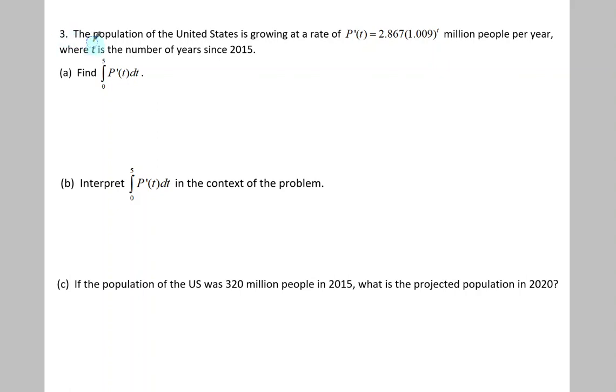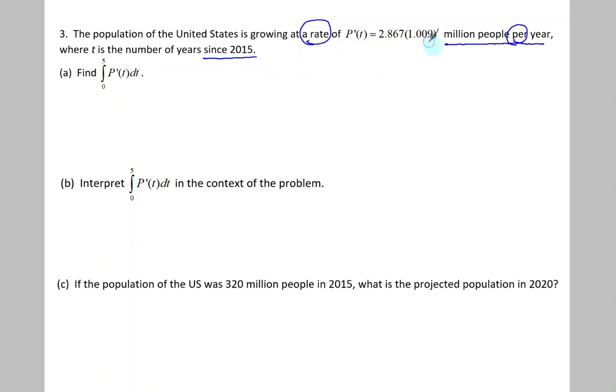Number 3, the population of the United States is growing at a rate of P prime of T equals 2.867 times 1.009 to the T million people per year. Notice this is a rate, and notice how our units are something per something, where T is the number of years since 2015. Part A, find the integral from 0 to 5 of P prime of T dt.